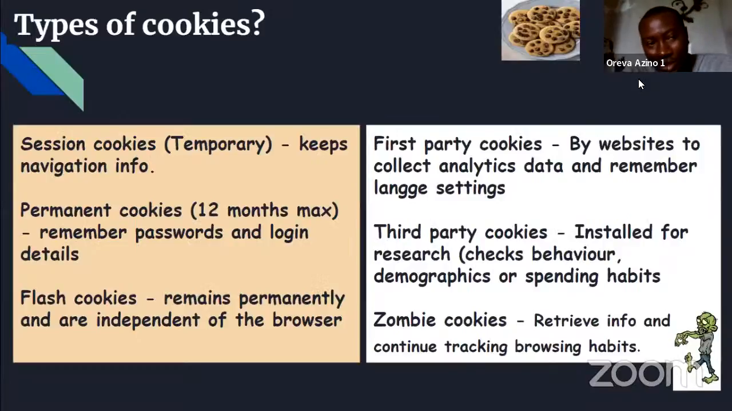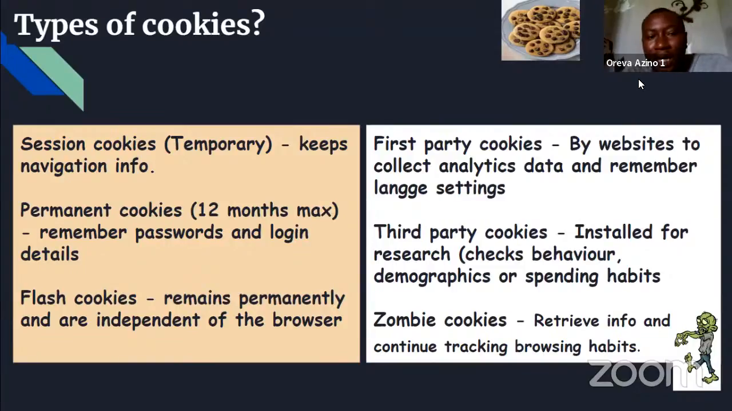Now let's look at different types of cookies. We have about 6 types of cookies. The first one is session cookies. Those ones are temporary. They only keep navigation info. Once you close that tab, the entire cookie gets deleted. Then there are permanent cookies. Many websites use permanent cookies. There's actually a law for cookies, and it's let's say a 12-month latency period. You can keep a cookie in anybody's browser. But when it comes to permanent cookies, what they actually do is that they remember passwords and login details.